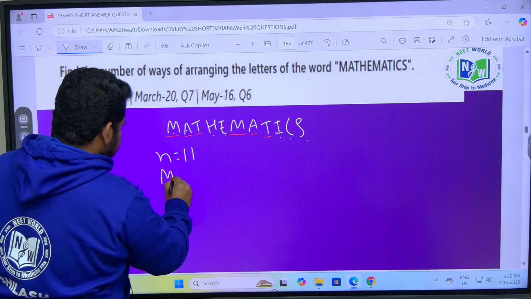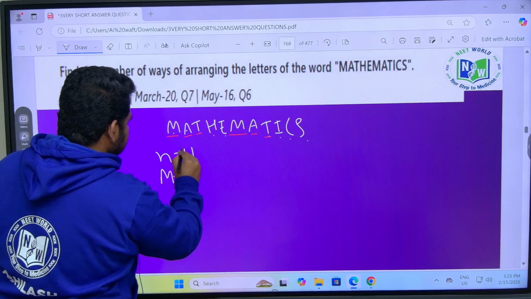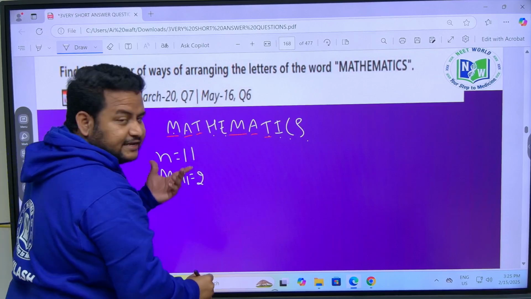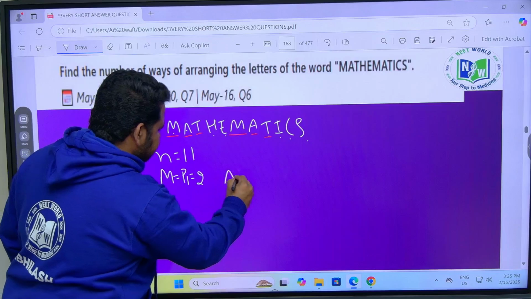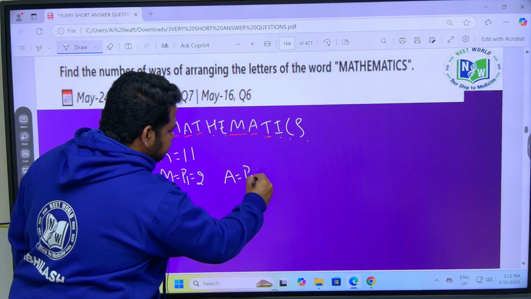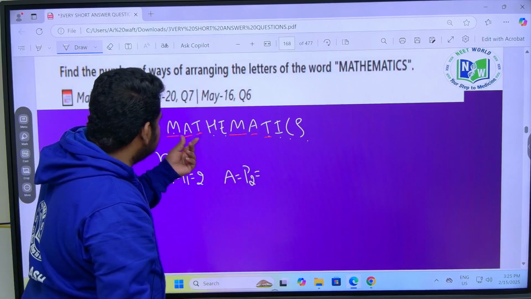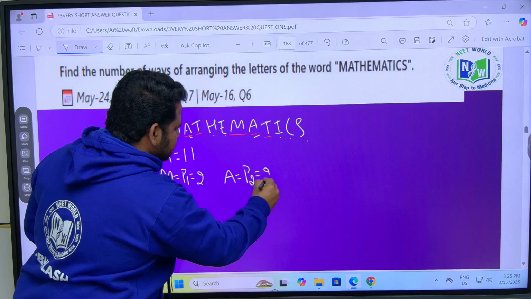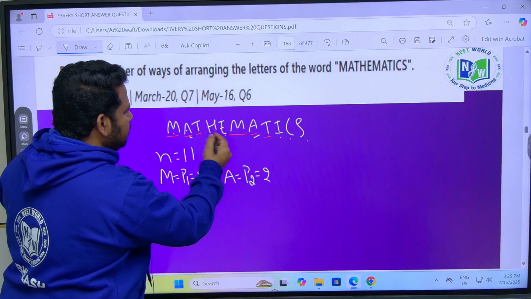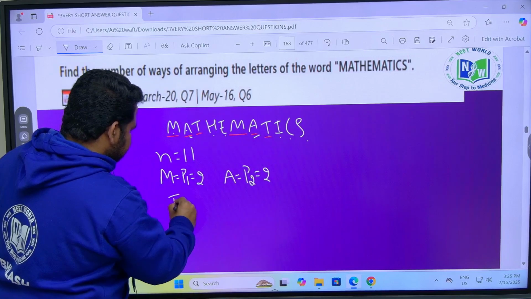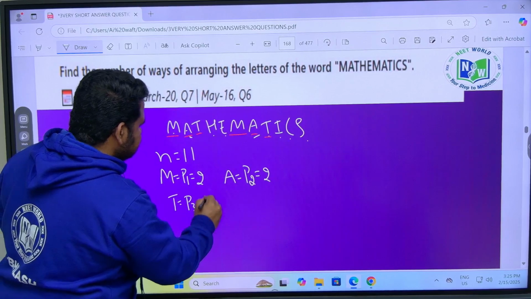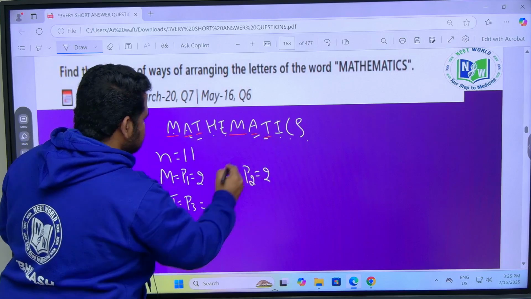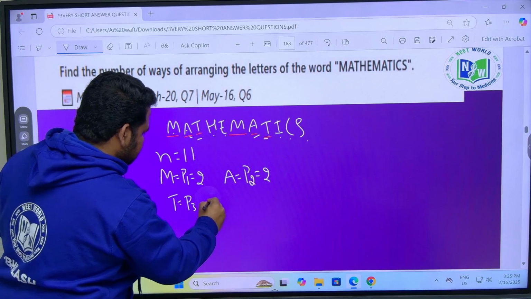Let P1 be the number of times M is repeating. M is repeating 2 times, friends. What about A? Let us represent it by P2. A is repeating how many times? 2 times, friends, this one and this one. Then what about T? T is repeating 2 times, this one and this one. So this will be 2.